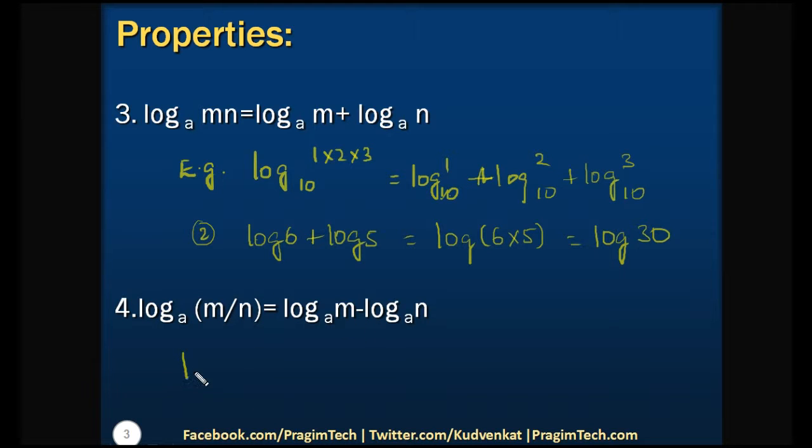So if it is given logarithm of, for example, log 32 by 5, this we can write it as log 32 minus logarithm of 5. If the base is not mentioned, then we can consider it as base 10. That is a common logarithm, common base which we use generally, right? Let's look into the fifth property.